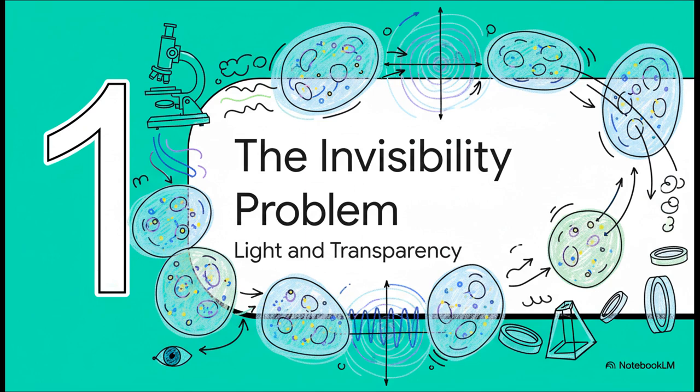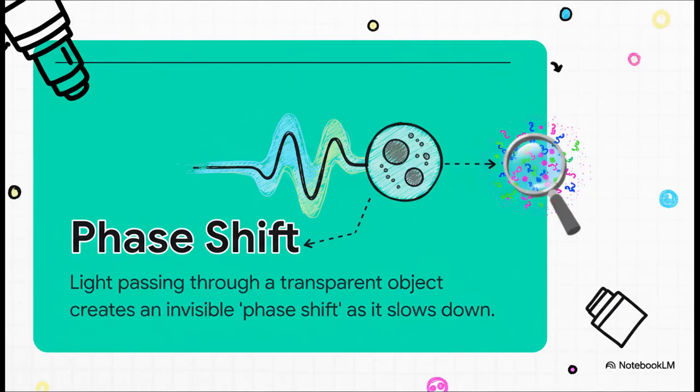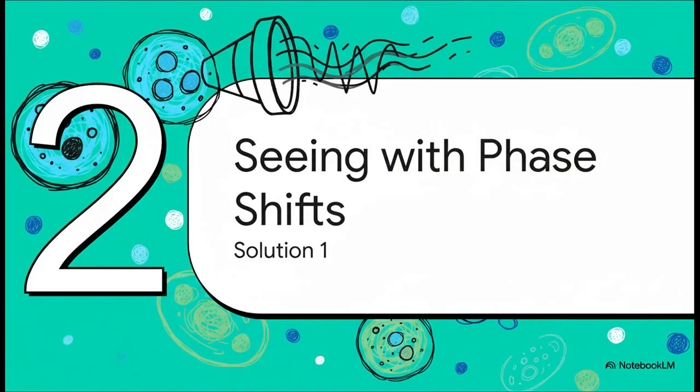We've got to understand what's actually happening to the light that makes these things so darn hard to see in the first place. Okay, so here's the science behind it. When a beam of light passes through a transparent part of a cell, it actually slows down, just a tiny, tiny bit. This makes the light waves fall a little out of sync with the light that just went around the cell. This is what's known as a phase shift. Now here's the catch. Our eyes can't see phase shifts. We can see changes in brightness, we can see color, but phase shifts are totally invisible to us. The information is there, we just can't access it. So, how in the world do you solve a problem like that?